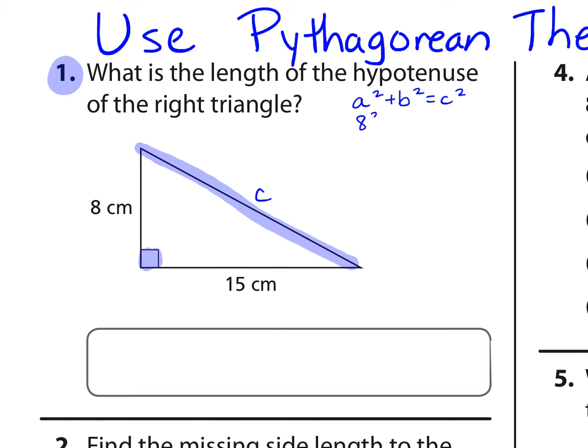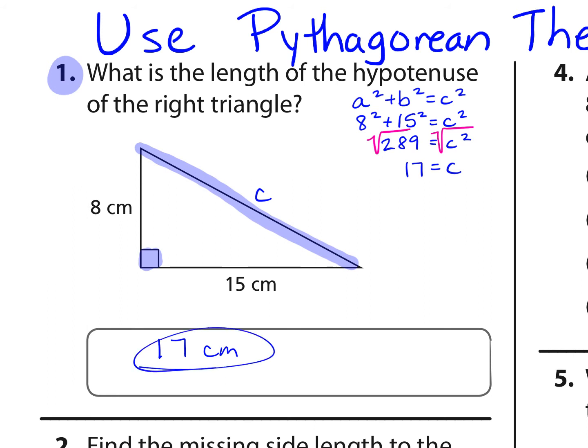So I'm going to call 8 A, and I'll call 15 B. But I could have swapped the order of those. And so we simplify. 8 squared plus 15 squared comes out to 289. Then to get C by itself, we take the square root of both sides to undo the square on C. And we get that C is 17. So the hypotenuse is 17 centimeters.